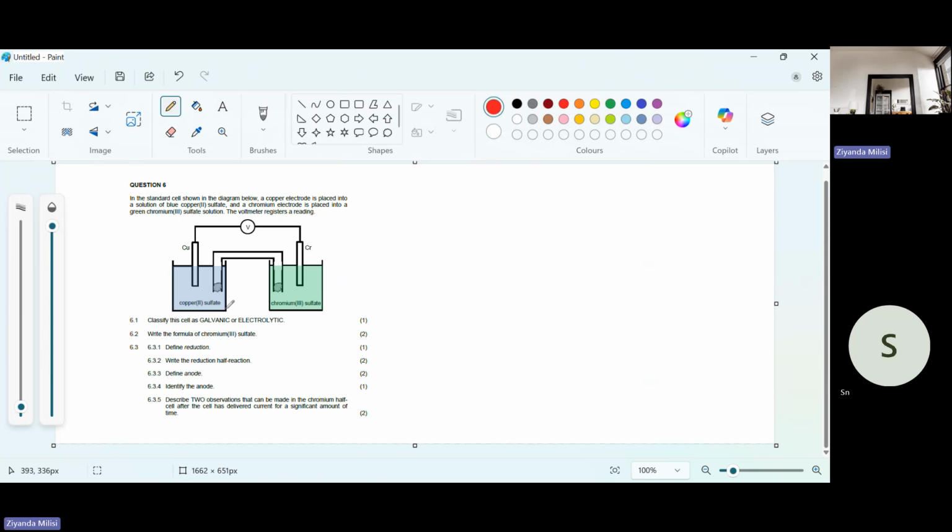Remember, chromium cannot react with chromium. Are we clear there? Yes. So, is this a galvanic or an electrolytic cell? Galvanic, good. Write down the formula for chromium trisulfate.